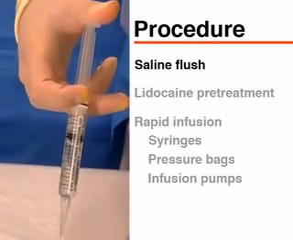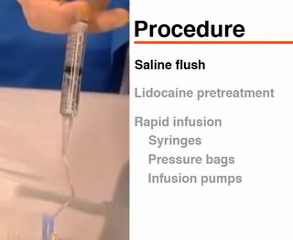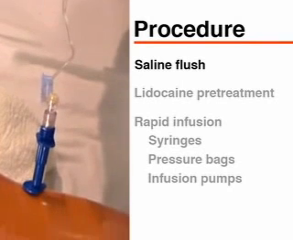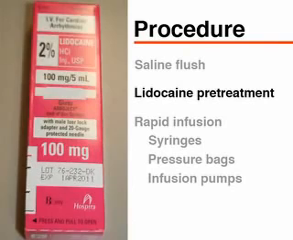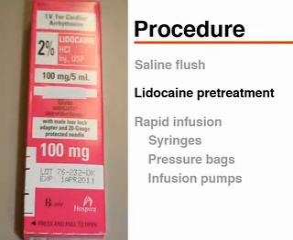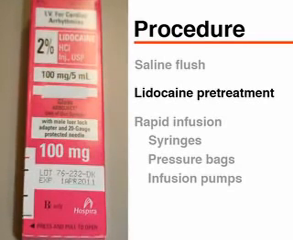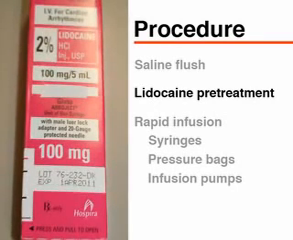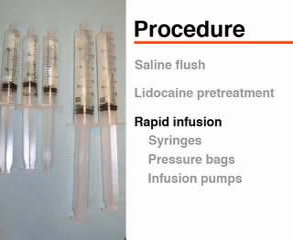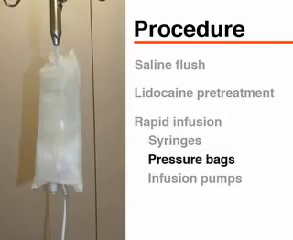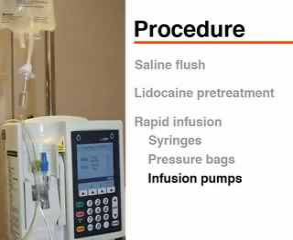A 10 cc saline flush is recommended initially to open venous sinusoids, as well as after the infusion of any medications. In conscious children, pretreatment with lidocaine at a dose of 0.5 milligrams per kilogram through the intraosseous catheter can be effective in preventing visceral pain resulting from the increased intramedullary pressure. When a rapid infusion rate is crucial, a bolus infused manually with syringes is the most efficient way to quickly deliver a considerable volume of fluid. Pressure bags and infusion pumps may also be used.